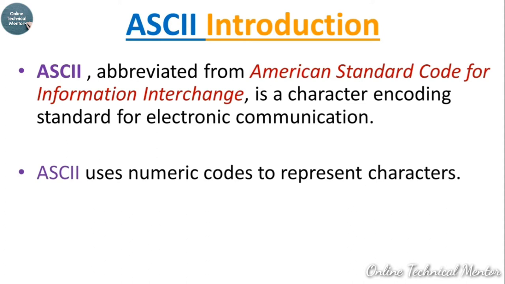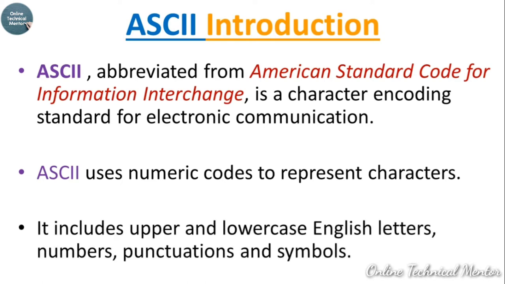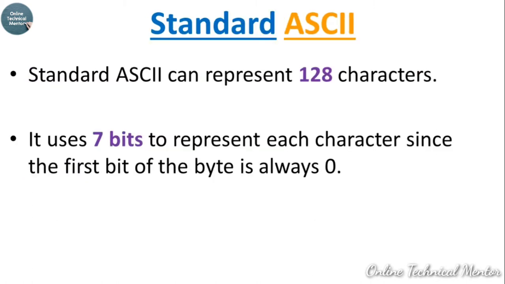That means each and every character that we see on a keyboard, that is capital ABCD, small abcd, 1, 2, 3, 4, any type of punctuation, everything is represented by a numeric code. It includes upper and lower case English letters, numbers, punctuation, and symbols. Standard ASCII can represent 128 characters. It uses 7 bits to represent each character, since the first bit of the byte is always 0.